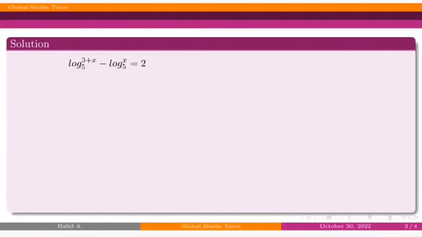Okay, the first question is logarithm of 3 plus x to the base 5 minus logarithm of x to the base 5 equal to 2. So from the guidelines we have discussed in the previous video, we know that the first step is to find the domain of each term.